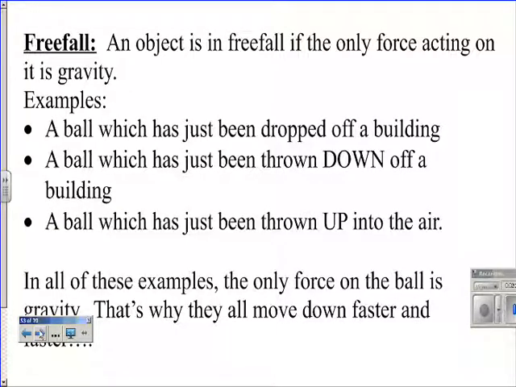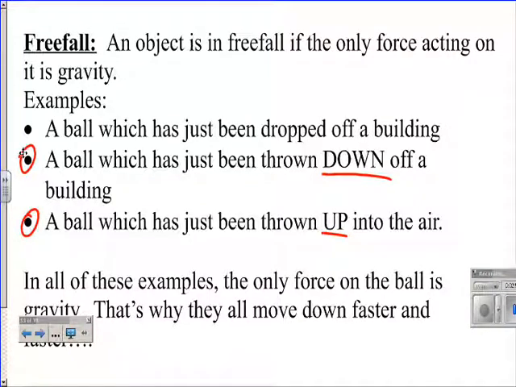It turns out, too, that if you throw a ball, as soon as you let go of it, it's in free fall, because after you let go of it, you're not putting a force on it anymore. After you let go of it, the only force on it is gravity, and so it's in free fall, which is why these last two examples are both examples of free fall. If you throw a ball down or you throw a ball up into the air, as soon as you let go of it, the only force on it now is gravity, and so it's in free fall.